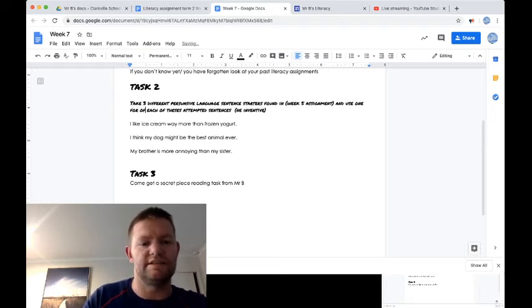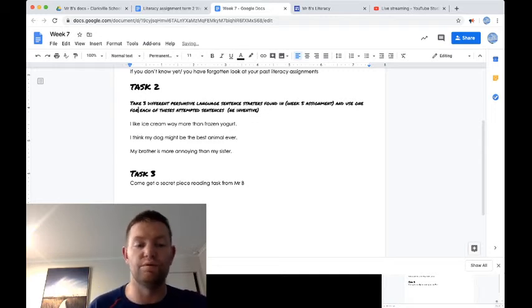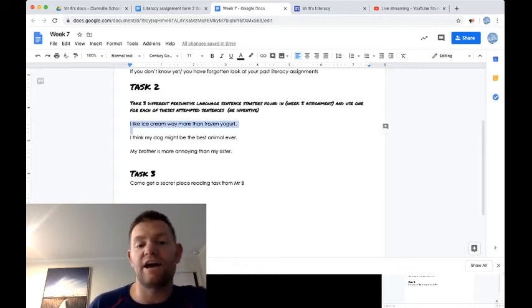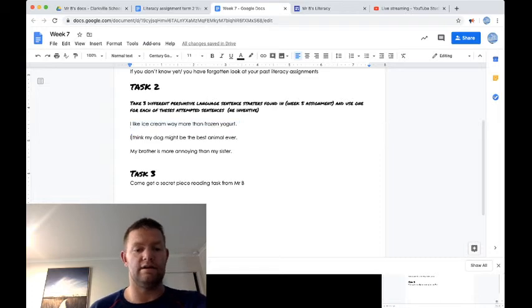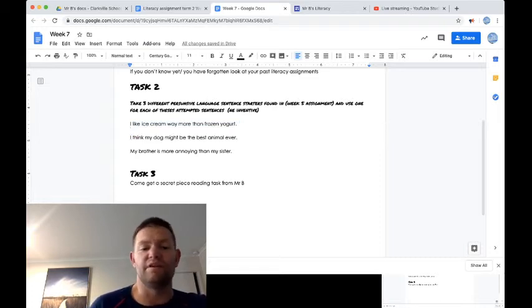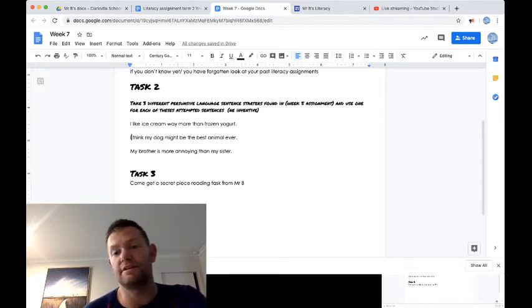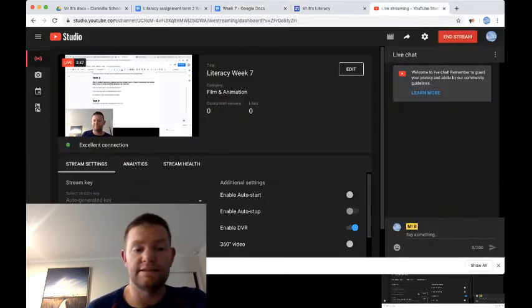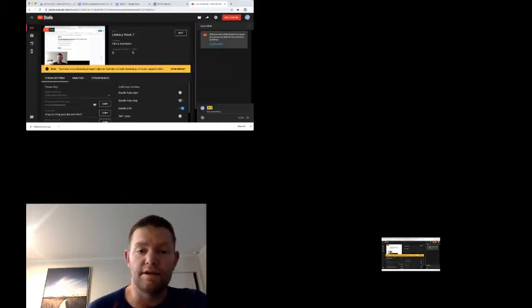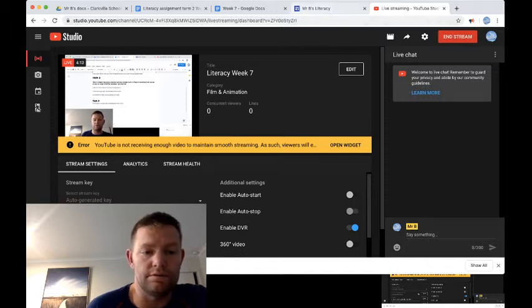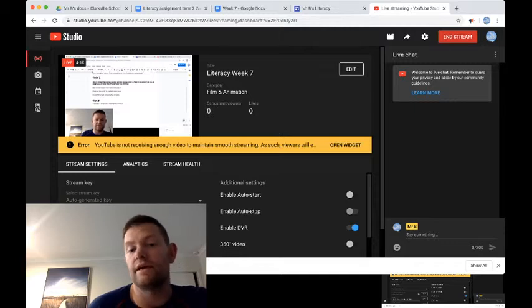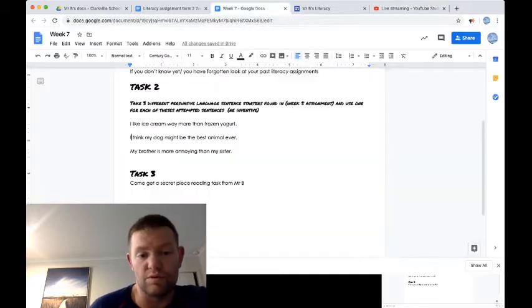Use one for each of these sentence attempts. I call them sentence attempts because they're awful. Well, they're not awful, but I like ice cream way more than frozen yogurt. I think my dog might be the best animal ever. My brother is more annoying than my sister. They're not exactly stunning pieces of writing, but they could be the basis of an argument that could be quite convincing.